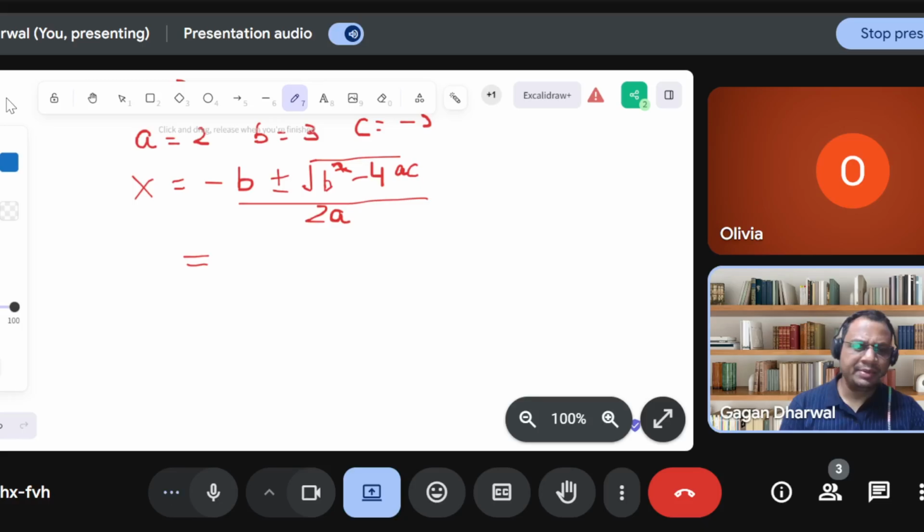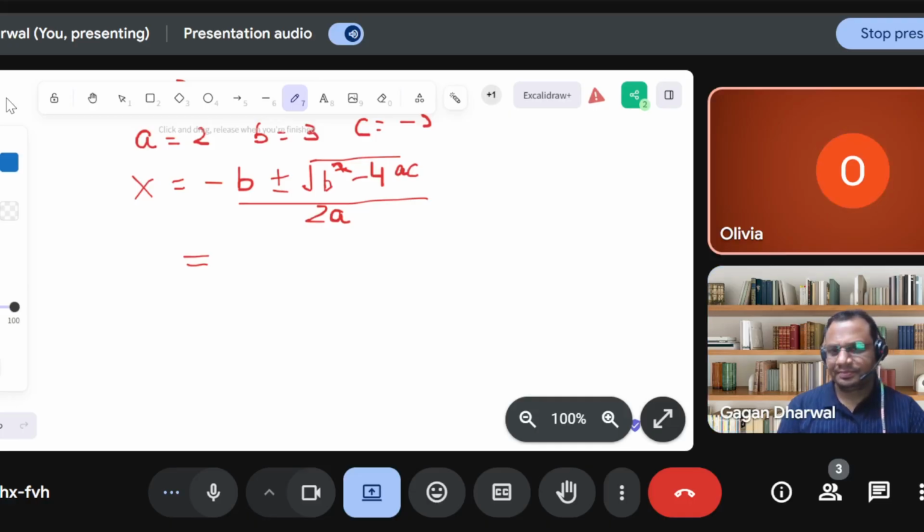Any quadratic equation can be solved by three methods. One is splitting the middle term, number two is the quadratic formula, and number three is the completing the squares method. Today we are only focusing on the quadratic formula. In the next meeting, we'll discuss splitting the middle term and completing the squares, and we'll also work on word problems on quadratic equations.